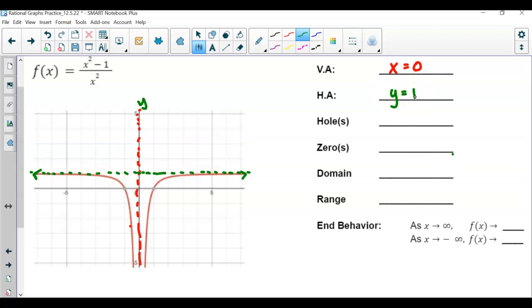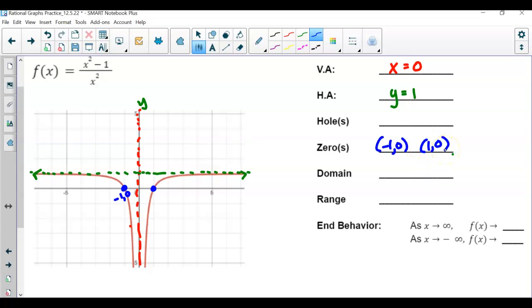Now we can't necessarily see the holes, so we'll have to calculate that. But I do notice that I have two zeros. I have a zero here at (-1, 0), and one here at (1, 0). So we do have two zeros, (-1, 0) and (1, 0).